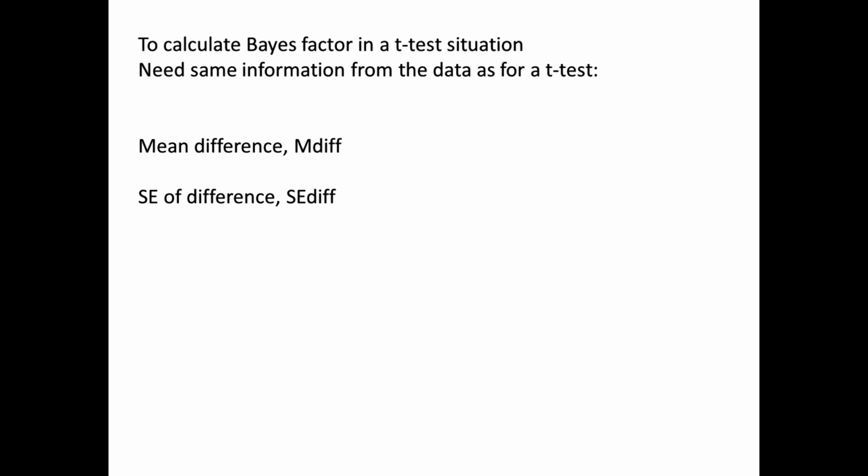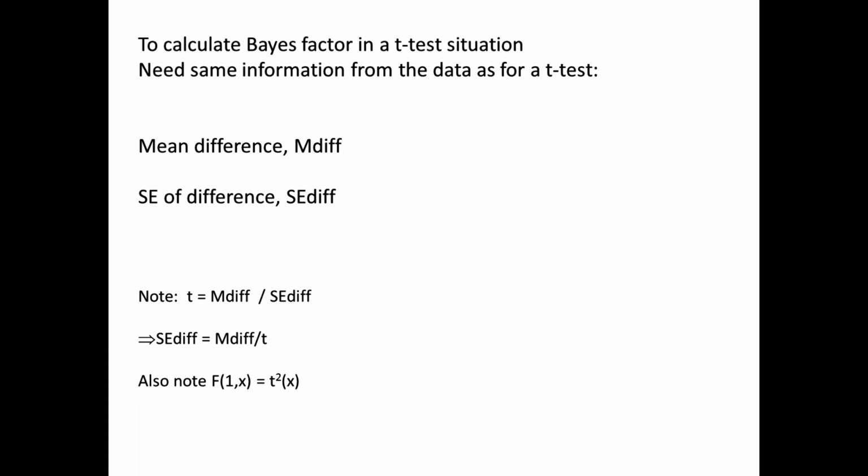So now in a t-test situation, you need the same information from the data as for a t-test, the mean difference and the standard error of the difference. And that's just what a t-test is. It is the mean difference divided by the standard error. Or it's the regression slope divided by the standard error. Or it's whatever parameter you're trying to estimate divided by its standard error. So what that means is the right standard error for that thing you're trying to estimate, for that difference or whatever, is the mean difference divided by t.